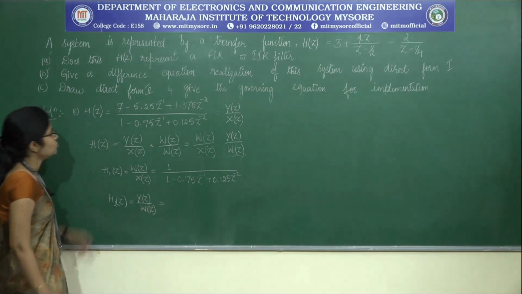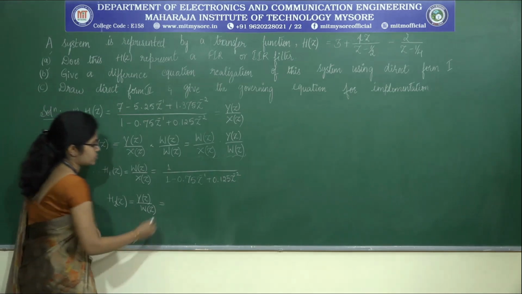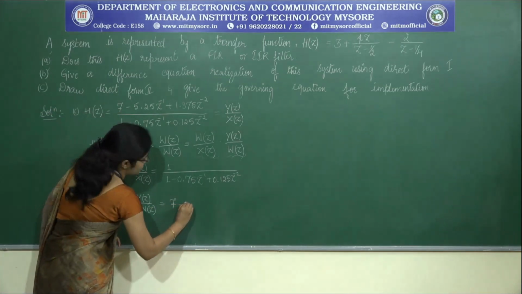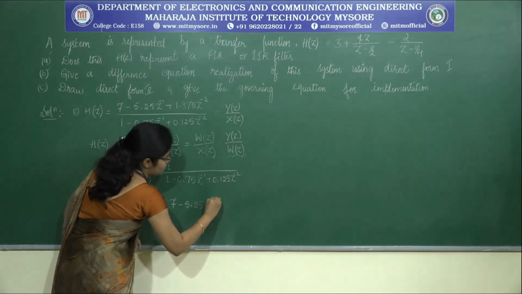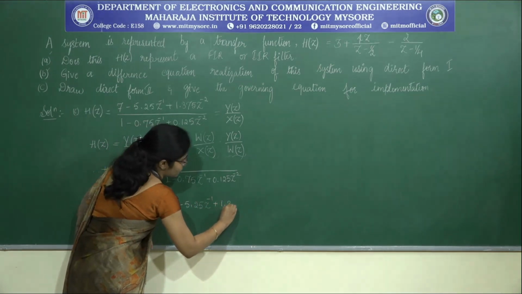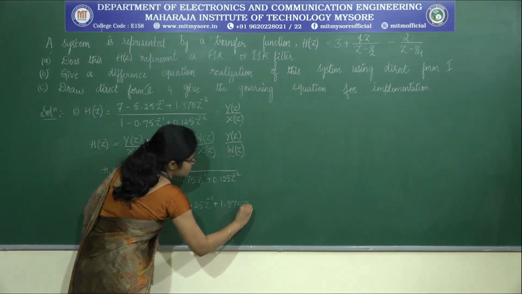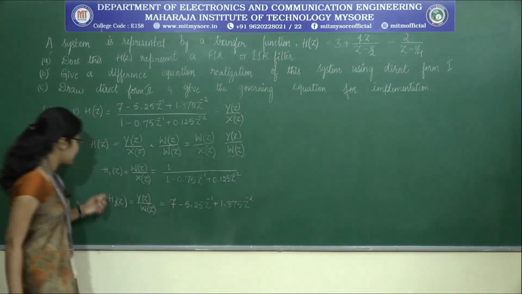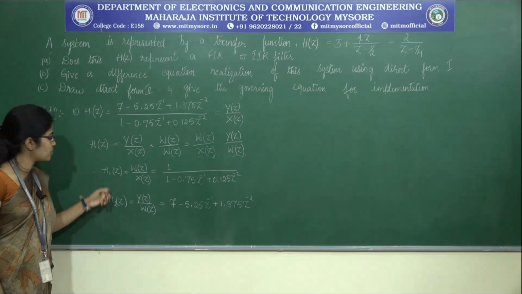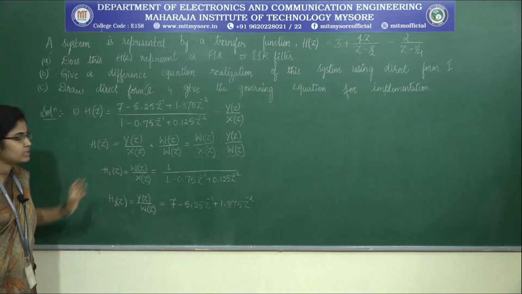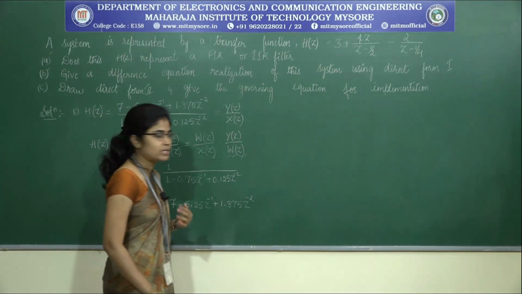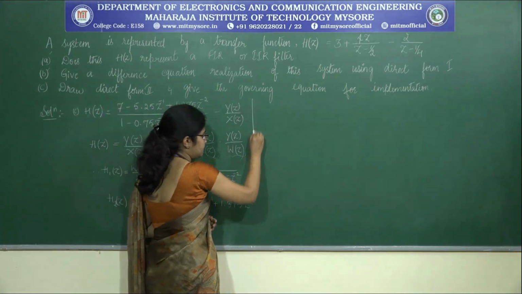So, which is equal to only the numerator expression, that is 7 minus 5.125 into z power minus 1 plus 1.375 into z power minus 2. So, if I combine z1 and z2, if I take the product of z1 and z2, we are going to get h of z. Now, with the help of this, let us start finding out the governing equation.